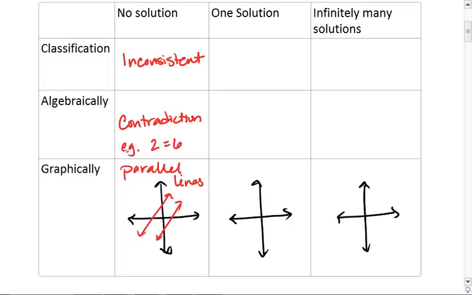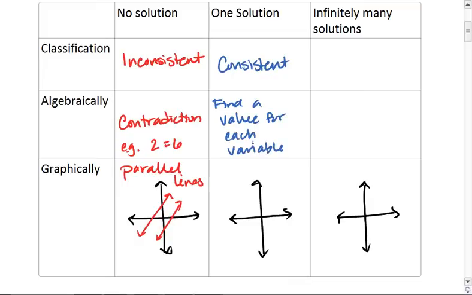If we have one solution, it is called consistent. It means we can find a value for each variable, and we'll only find one. And what happens is we'll get intersecting lines, where the point of intersection is our solution. So here we have intersecting lines.